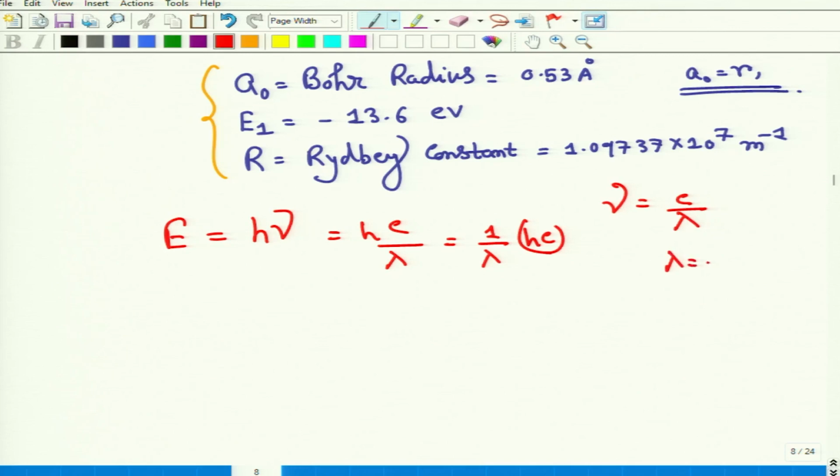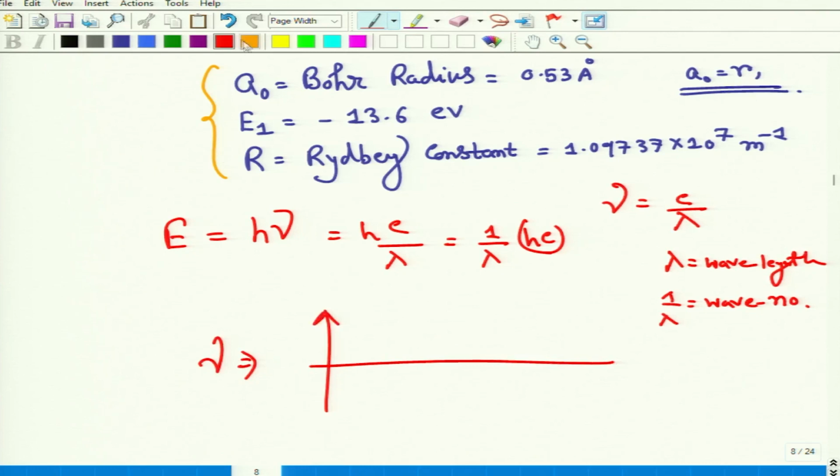What is lambda? Lambda is the wavelength. So 1 by lambda is actually the wave number. It should be, because nu is the frequency, meaning the total number of full waves in 1 second. Let's say this is for 1 second. So in 1 second there are 1, 2, 3 full waves. So nu is the number of full waves passing in 1 second or generated in 1 second.